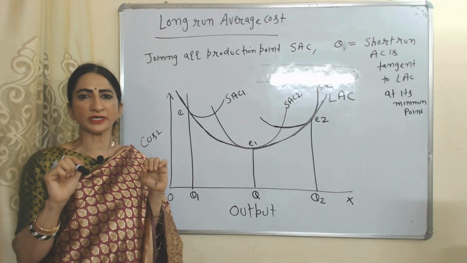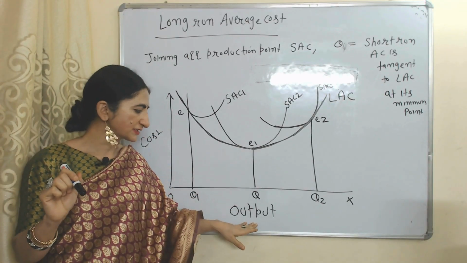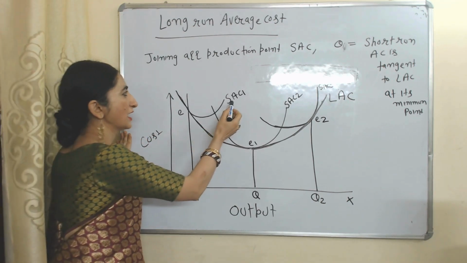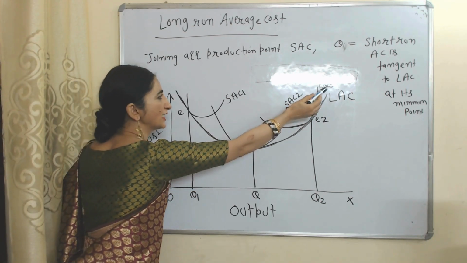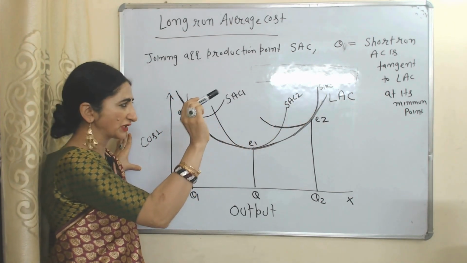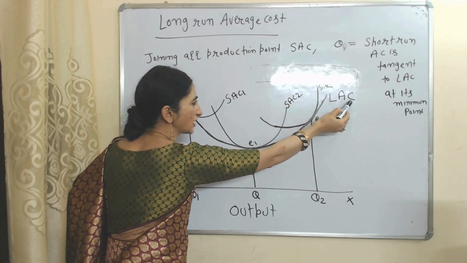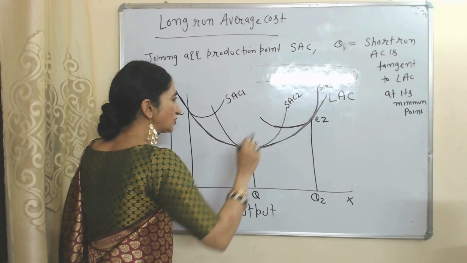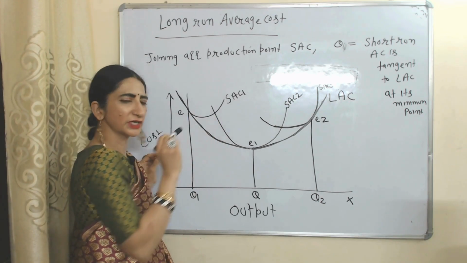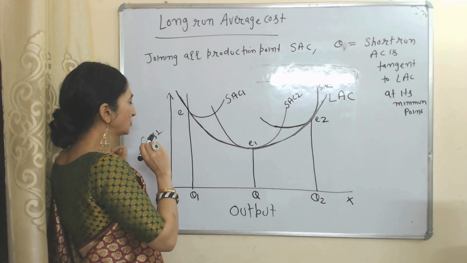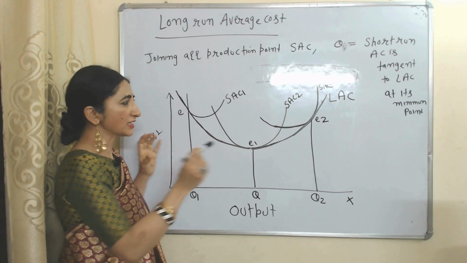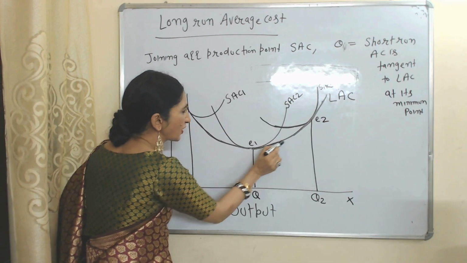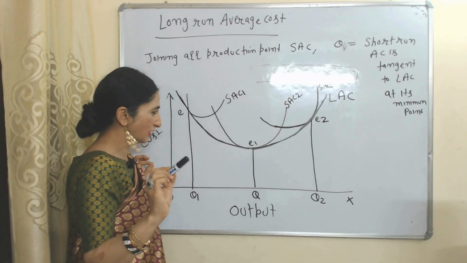Now we will see the long run average cost curve. On the x-axis we have output, on the y-axis we have cost. SAC 1, 2 and 3 are short run average cost curves. LAC is the long run average cost curve. E, E1, E2 are production points of a short run average cost curve. Here you can see we make a long run average cost curve by joining all production points of the short run average cost curves.